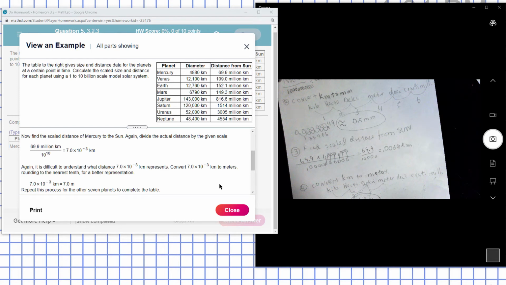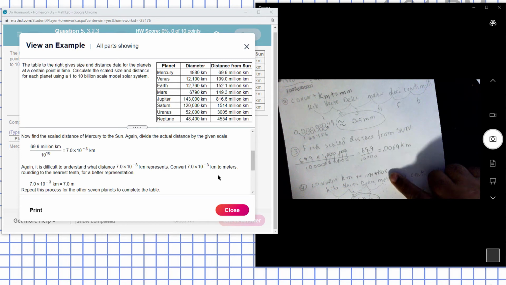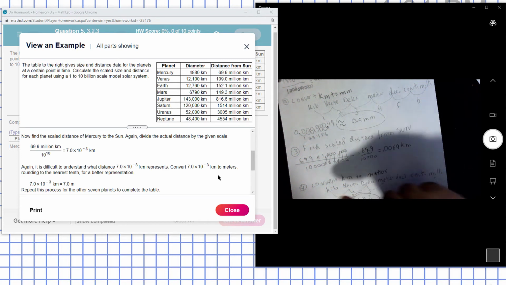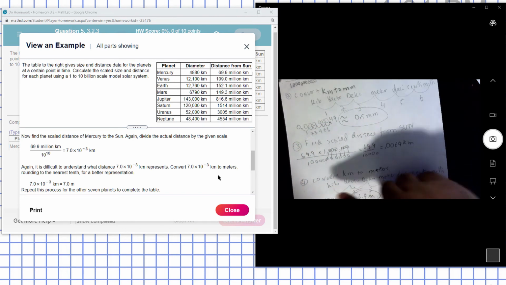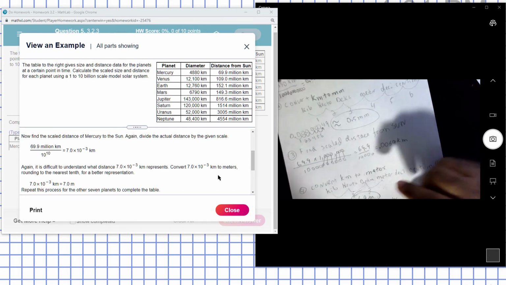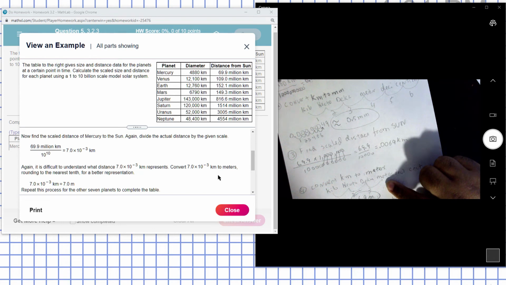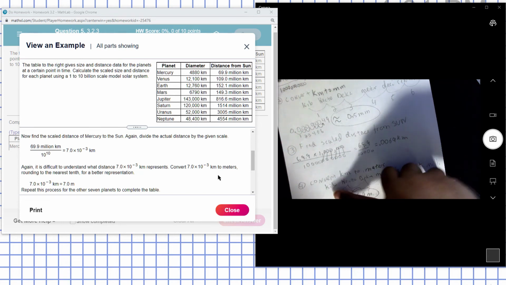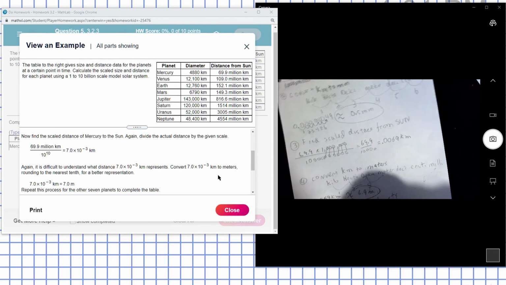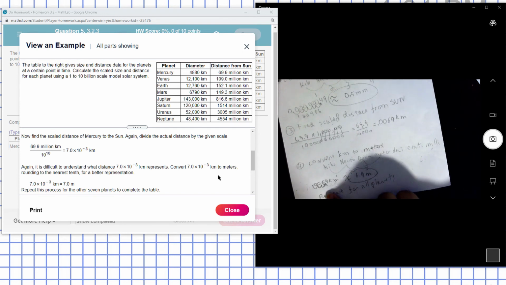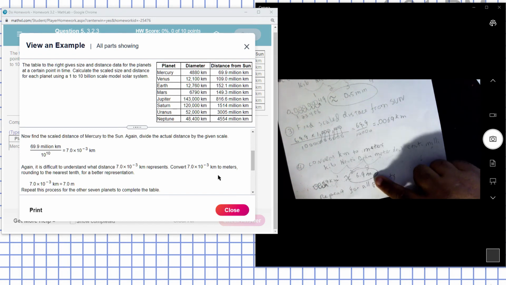So convert it to meters. So I count the number of jumps it takes to get from kilometers to meters. 1, 2, 3. 3 jumps. So I shift my decimal point 3 places, and I get 6.9 meters. And that gives me the scale distance from the sun.